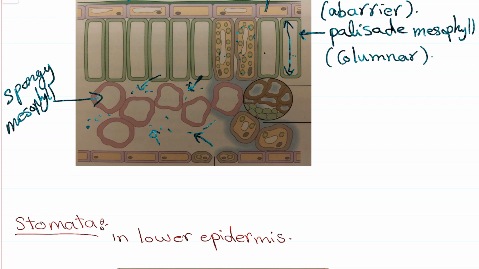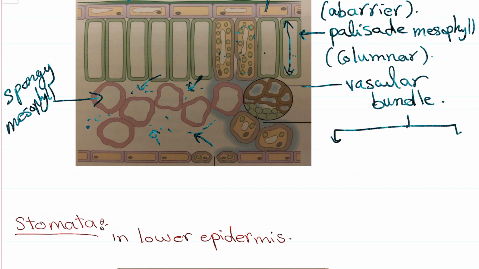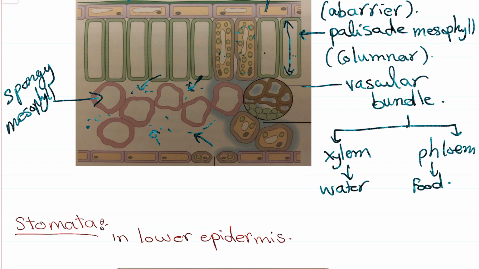Here I have the vascular bundle, which is divided into two parts, xylem and phloem. This one is for water transport and this one is for food transport. The food, which is glucose, produced by photosynthesis, is transported or translocated by the phloem.